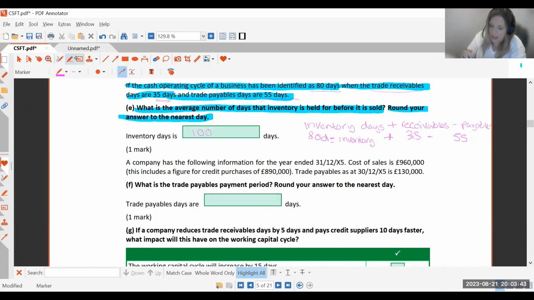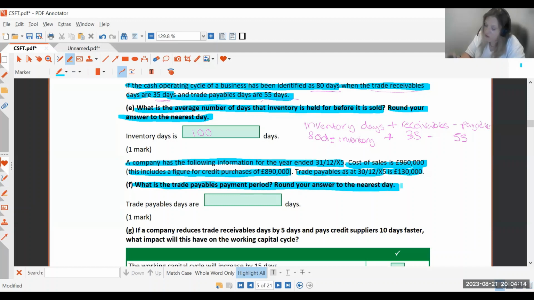Let's have a go at the next one then. A company has the following information for the year ended 31st of the 12th X5. Cost of sales is £960,000. This includes a figure for credit purchases of £890,000. Trade payables as at the 30th of the 12th X5 is £130,000. And we're asked, what is the trade payables payment period? And again, round your answer to the nearest day.